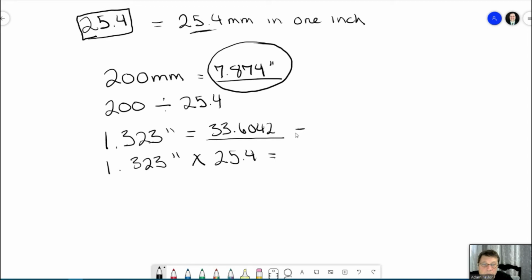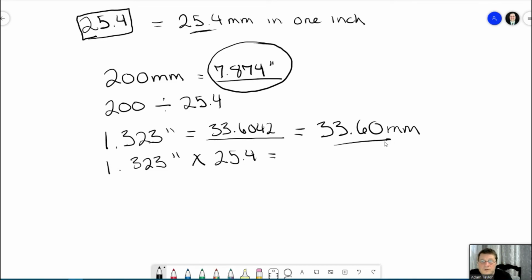33.6042. We know that the rule of thumb from metric is that you would round to 2 decimal places unless told otherwise. So therefore our answer is going to be 33.60 millimeters. Okay.